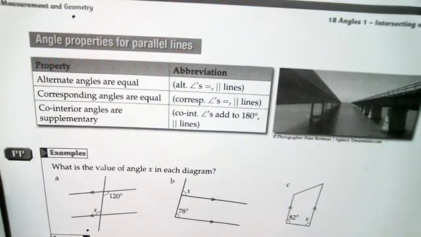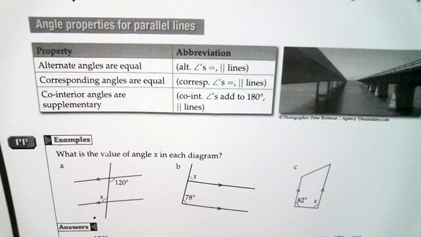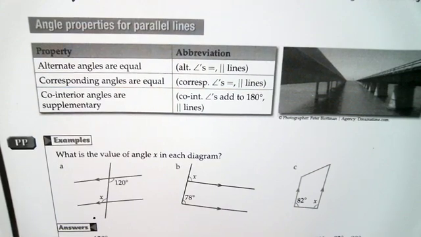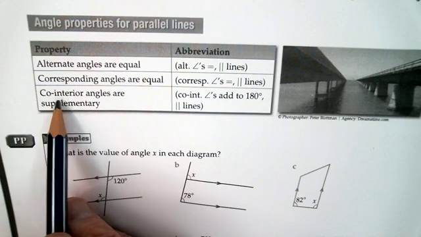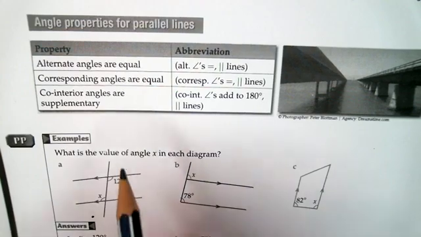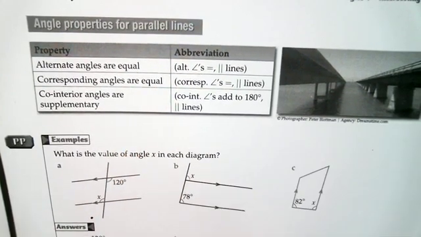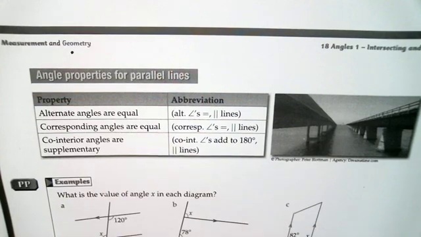All right, parallel lines. Now, these are a bit deceptive sometimes. I do like parallel lines though, but we have various terms we use here, which are alternate, corresponding, co-interior, and by the way, we also have another one which is co-exterior as well. But we'll get to that in a moment.